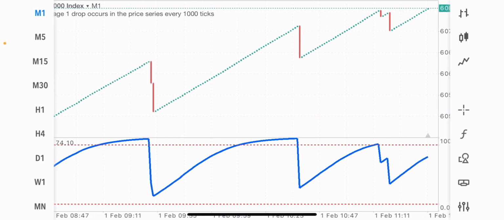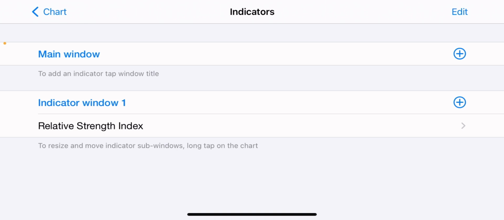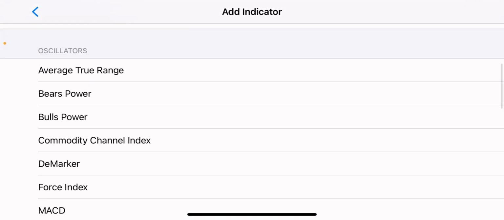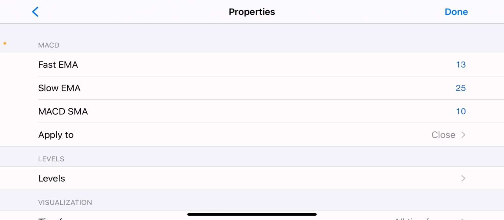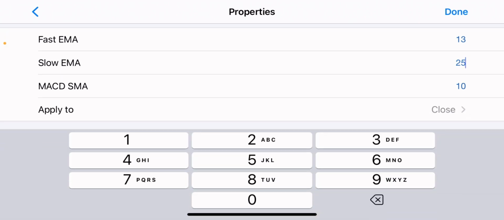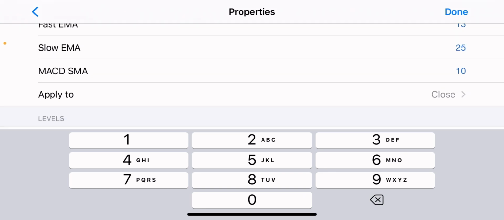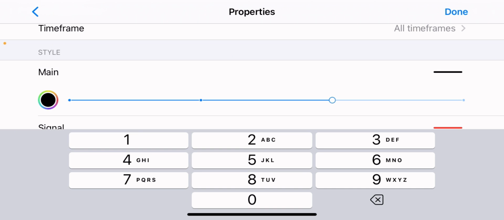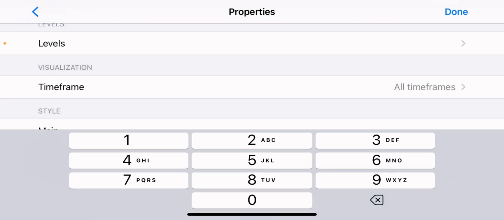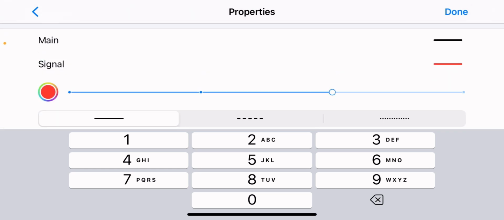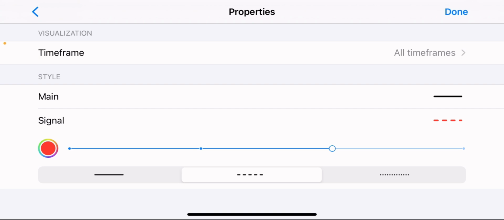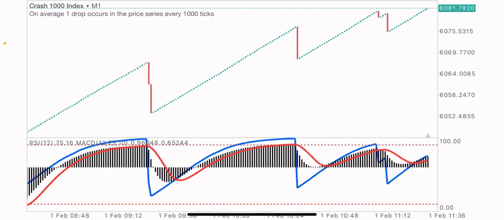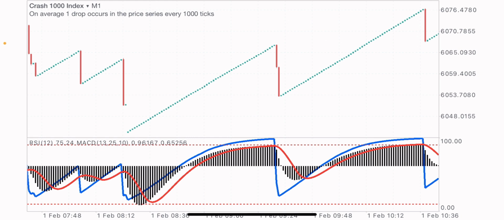Now we're going to put on the MACD. We're going to put it on indicator window 1. Look for the MACD. Then the fast EMA is 13, the slow EMA is going to be 25, and the MACD SMA is going to be 10, applied to close. Then for the main, you put it on 3 pixels while the color is going to be black right here. Then the signal is going to be red on 3 pixels as well. Then you put this line on this first one so that it matches the RSI, which is the Relative Strength Index. Then we click on done. Right now, this is the setup for these two indicators.